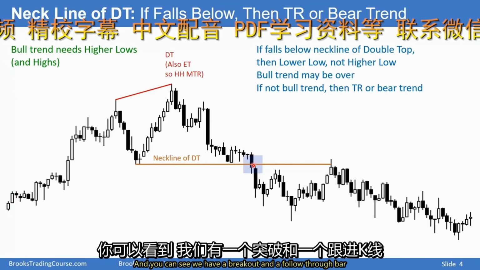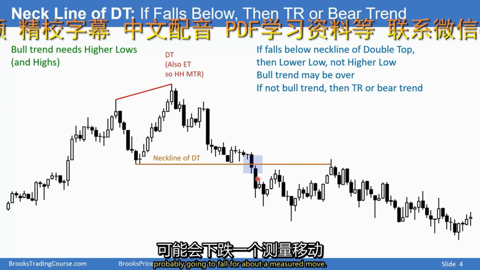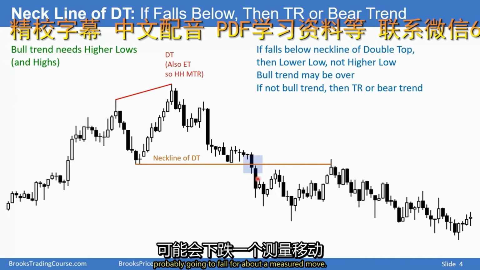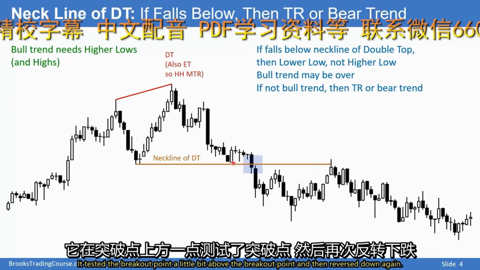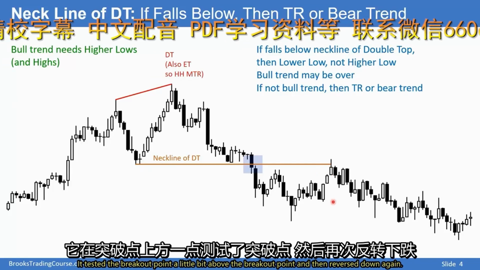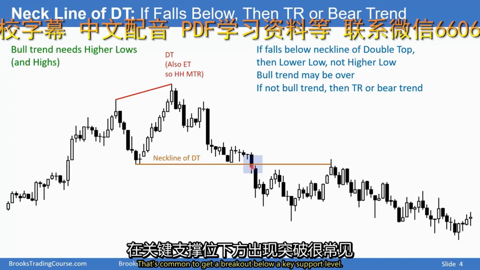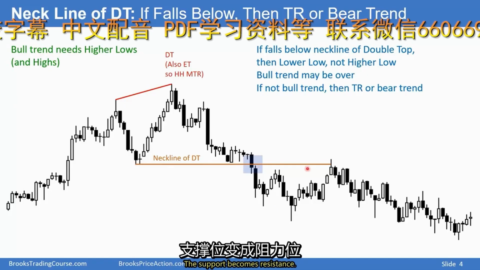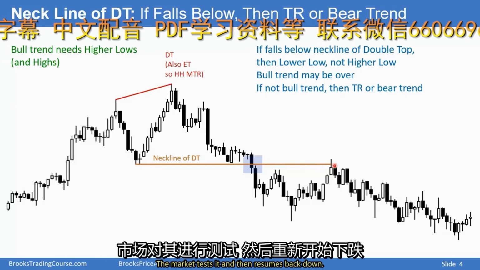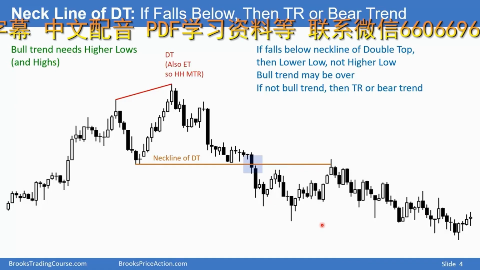And you can see we got a breakout and a follow-through bar, probably going to fall for about a measured move. The bull trend tried to resume. It tested the breakout point, a little bit above the breakout point, and then reversed down again. That's common to get a breakout below a key support level. The support becomes resistance. The market tests it and then resumes back down.